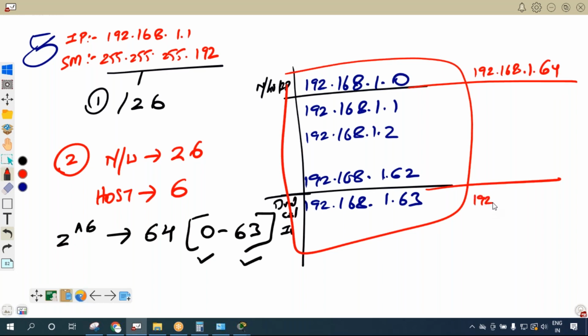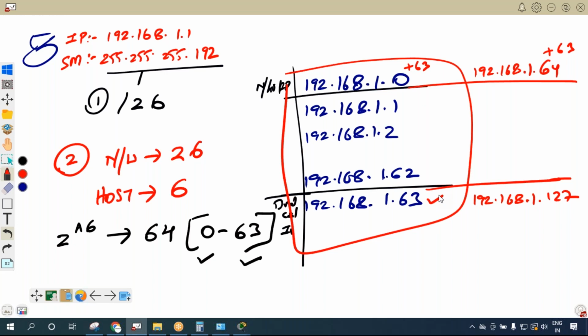What is the last IP address here? 192.168.1. What is the last IP address of this subnet? Here, if you see, the logic is 0 plus 63. Can I use the logic here? 64 plus 63, 127. You got the hint now? 0 plus 63. You have to do reverse engineering. You got this answer? How did it get 0 plus 63?